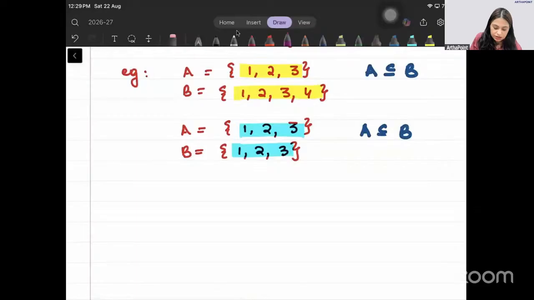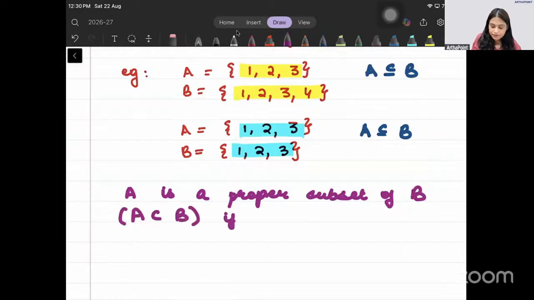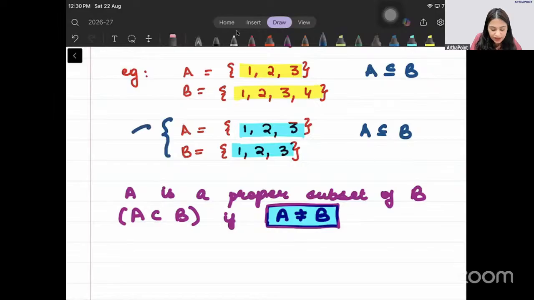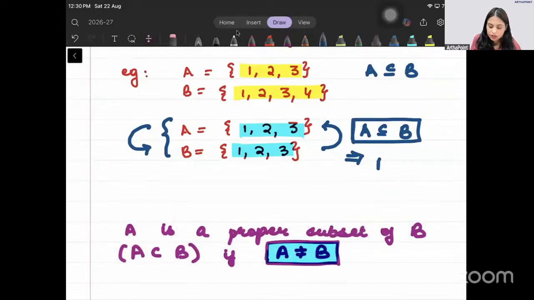Now we can say that A is a proper subset of B. That means it is represented like this. If A is not equal to B. So if I notice here, यहाँ पे all elements of A are in B, but all elements of B are also in A. तो यहाँ पे although A is a subset of B, we can say the reverse also, that B is a subset of A, क्योंकि जो भी B में है वो A में है.